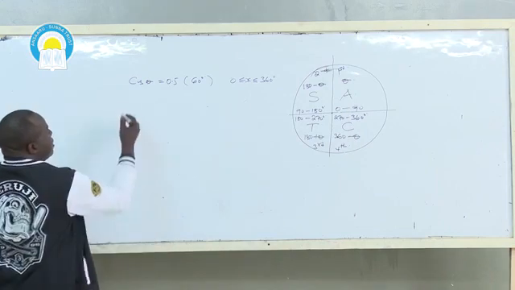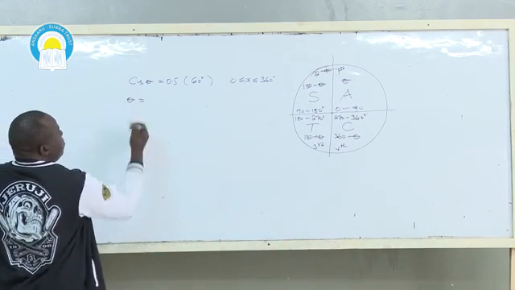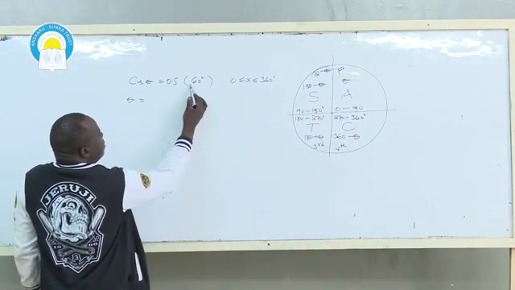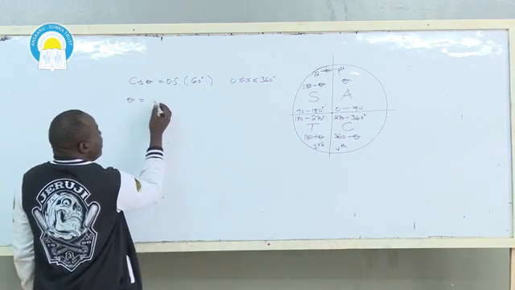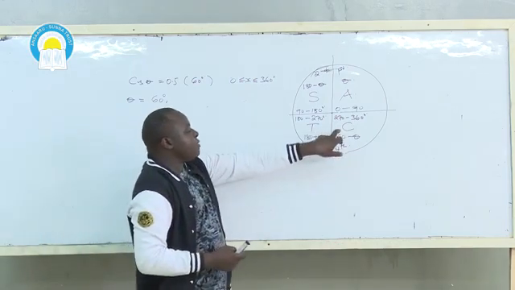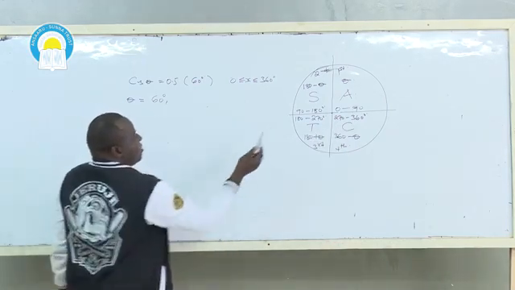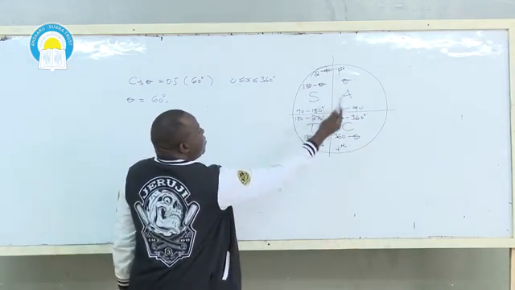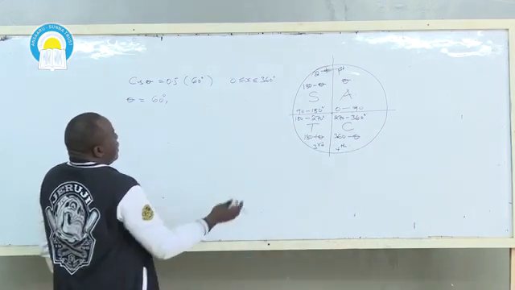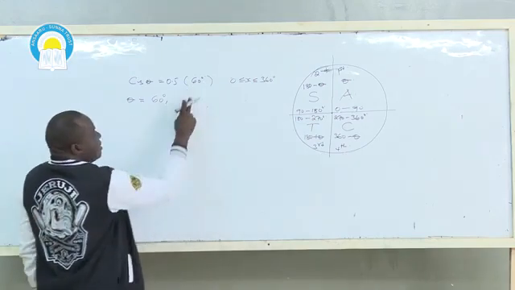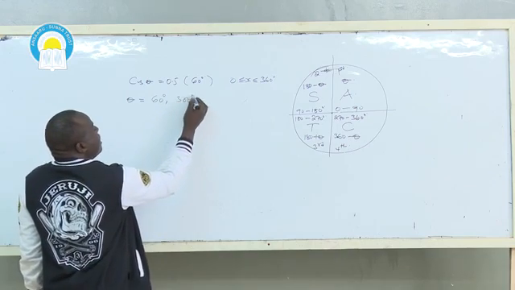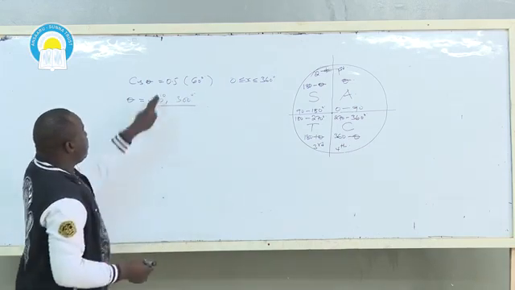So you will say the value of theta in the first quadrant, like I've said, should be acute, so it will be the same as the working angle, which is 60 degrees. But the next answer, which should come from the fourth quadrant, is given by, remember the relationship between angles in different quadrants, 360 minus theta. So you say 360 minus the working angle, 60 degrees. 360 minus 60 gives you 300 degrees. So this is how you work out this question.